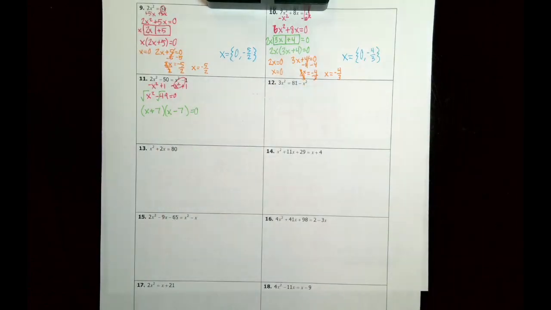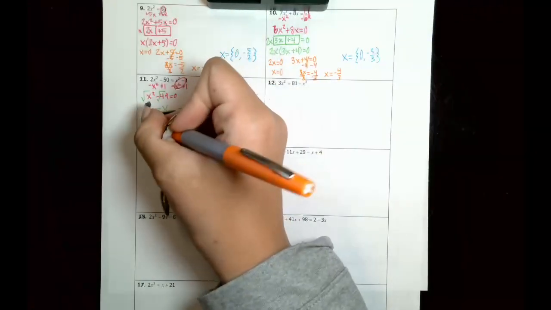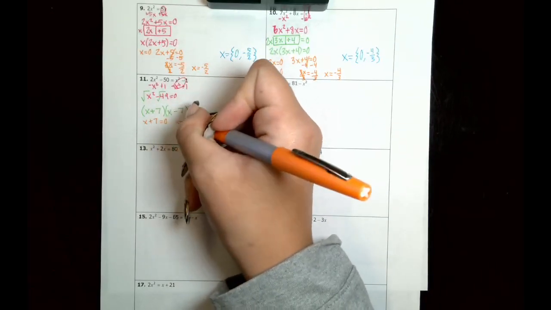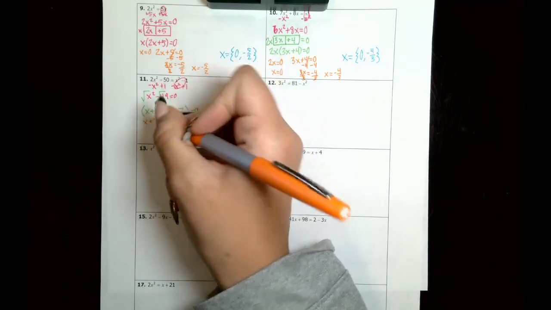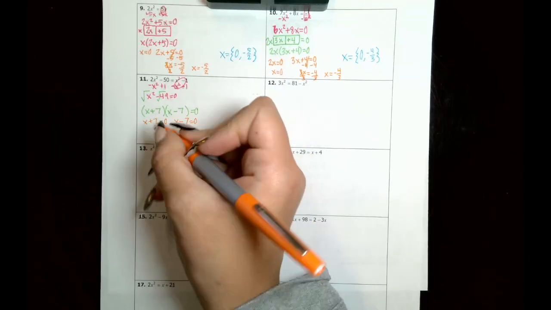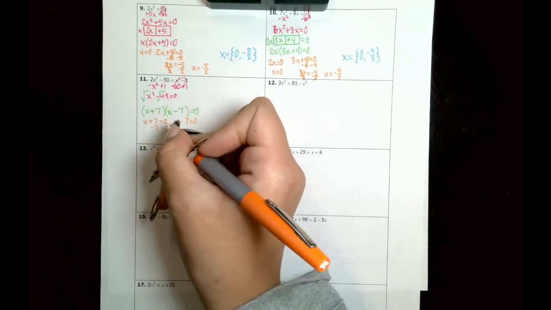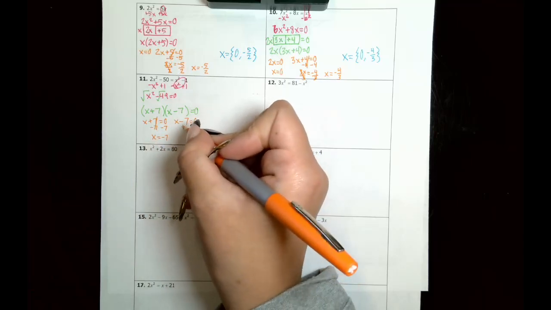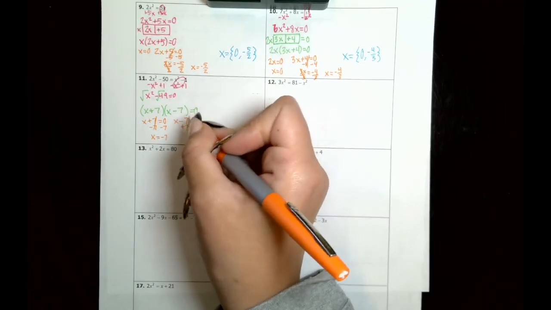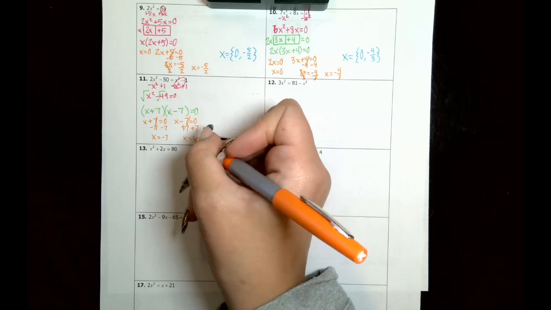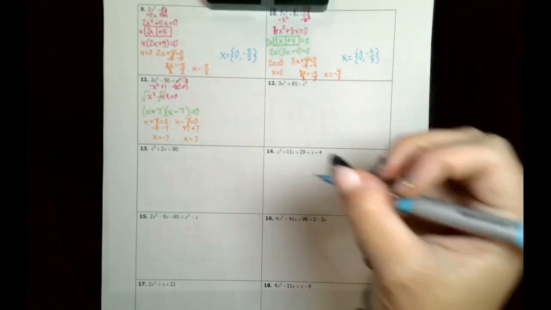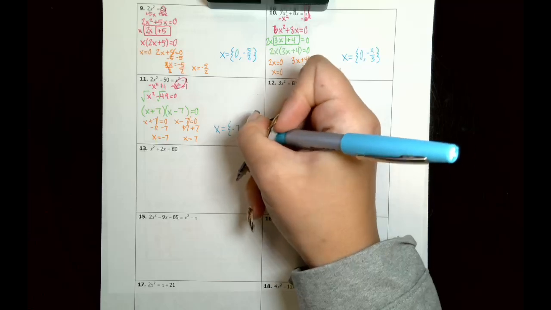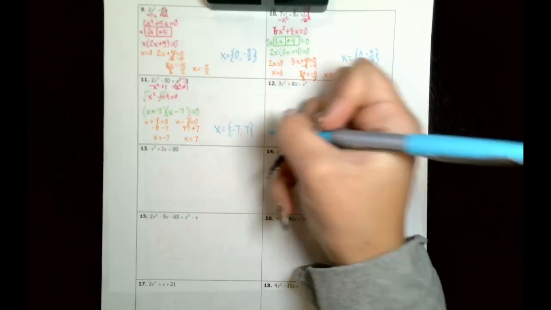So then we have to set both of these equal to 0. So x plus 7 equal to 0 and x minus 7 equal to 0. So we need to subtract 7 from both sides. So that cancels out and x equals negative 7. And add 7 to both sides. So that cancels out and x equals positive 7. So our solution set is going to be x equals negative 7 and positive 7.